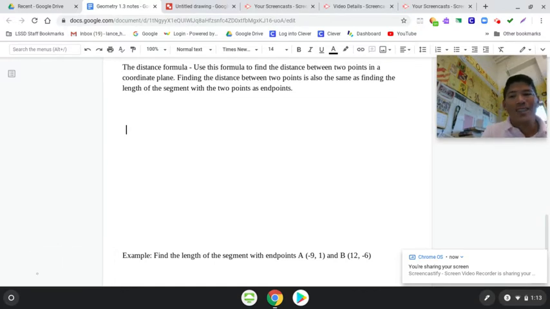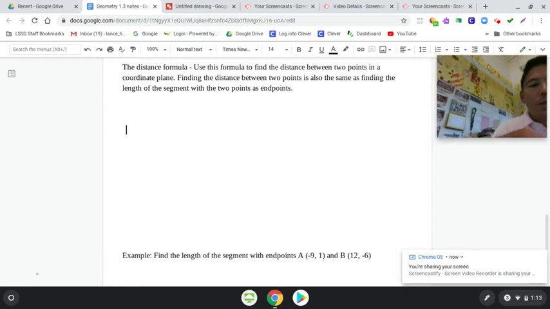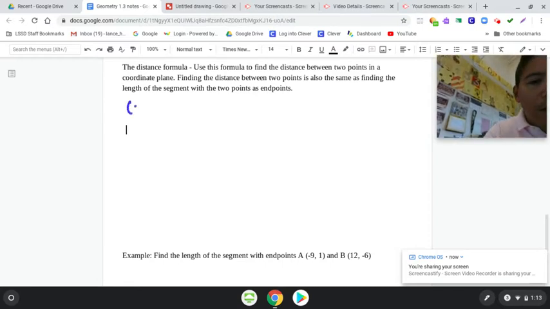We could also figure out the distance between 2 points in a coordinate plane, or finding the distance between 2 points in a coordinate plane is also the same as figuring out the length of the segment whose endpoints are 2 points in a coordinate plane. So we still have our 2 points in a coordinate plane. Call them x sub 1, y sub 1, and x sub 2, y sub 2.